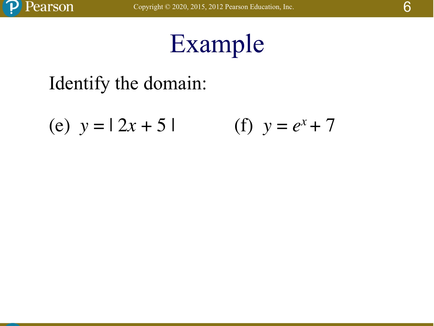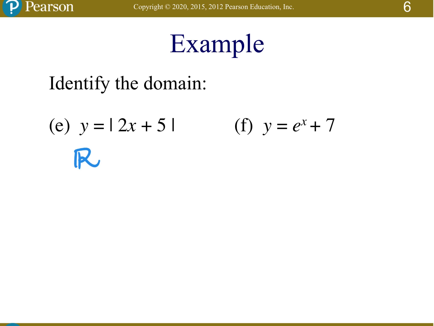So if I look at letter E, there is no denominator, there is no even root, there is no logarithm. So by default, the domain is all real numbers, slam dunk. By the way, what's the shape of that? It's an absolute value. What does that look like? It's a V. Yeah, looks like this. Okay. All right, next one.